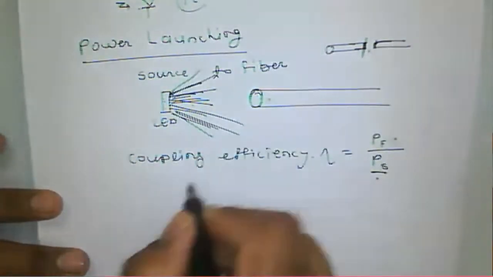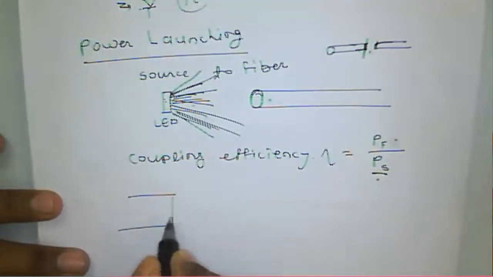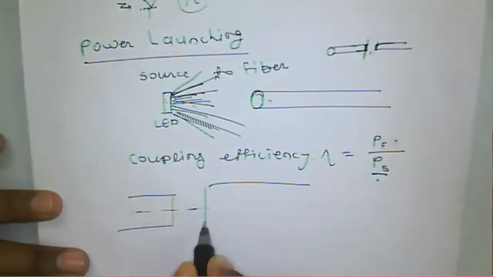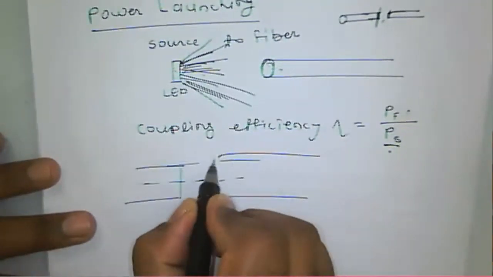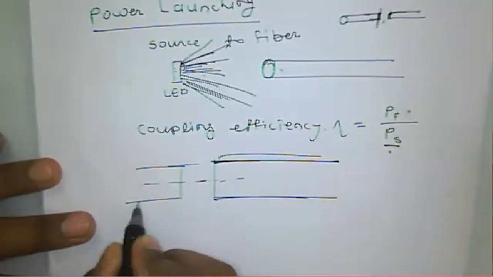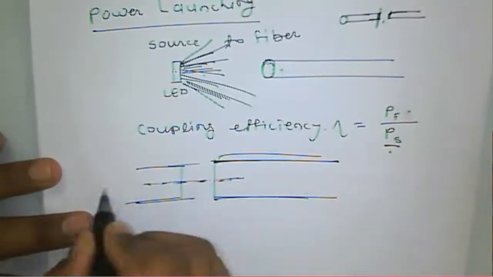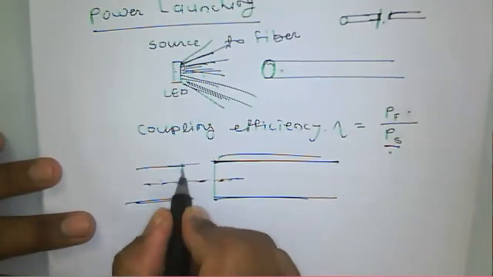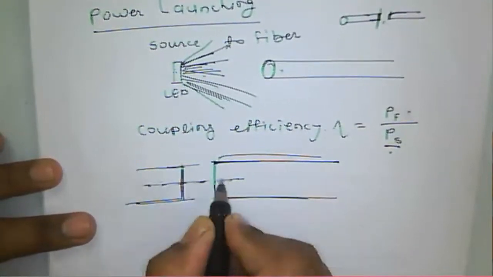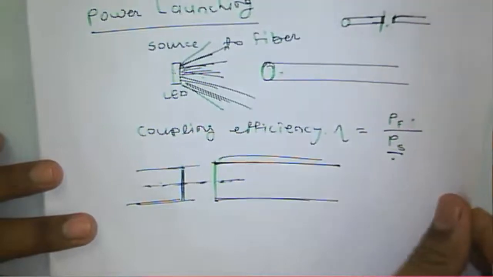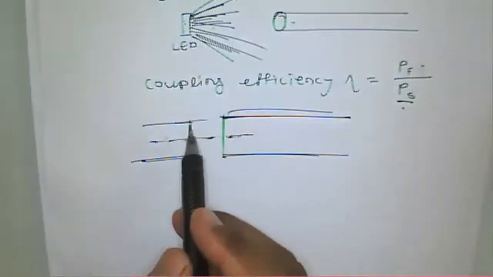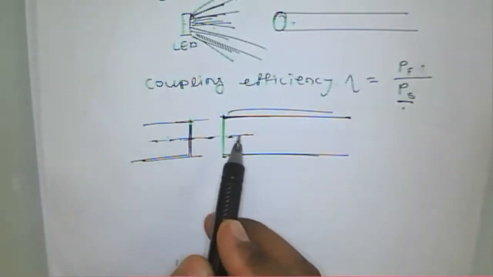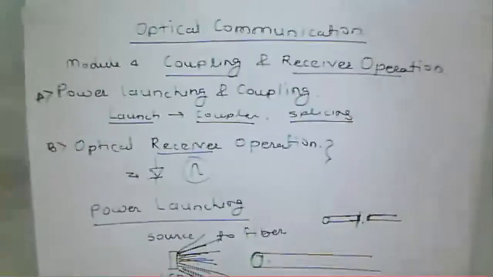And again, when we connect fiber to fiber, we need to consider that their axes are to be matched. The cores are to be matched. Along with that, their axes are to be matched. Then we connect it. The front side is also to be matched. That is to be seen when we couple two fibers. So this is about power launching and the coupling operation.